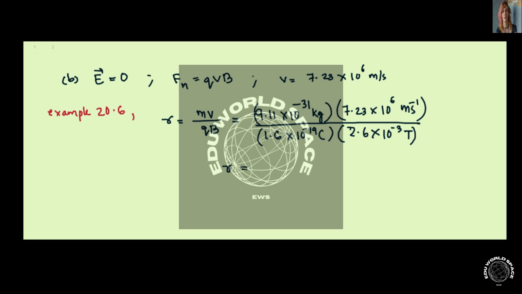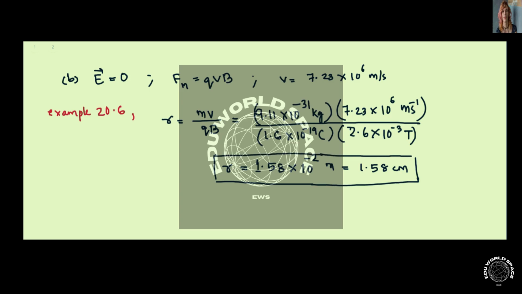So we do this calculation and we get the radius to be around 1.58 times 10 to the power minus 2 meter, or 1.58 centimeter. So this is the radius of the orbit of the electron if the electric field is turned off.